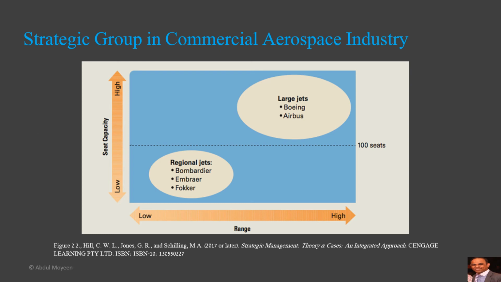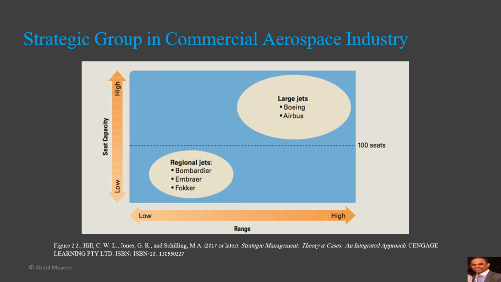This figure presents the strategic groups of the commercial aerospace industry based on seat capacity and distance traveled. You can create strategic groups in many other industries following other criteria: differentiation, cost leadership, the strategies they follow, the pricing strategies, the quality they offer, or the market that they serve. So you can create strategic groups in any other industry following those attributes.